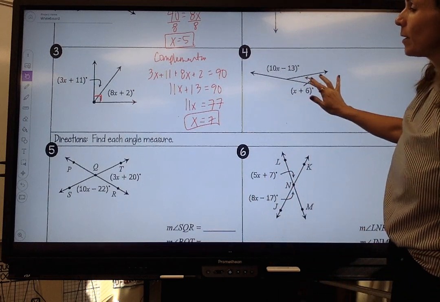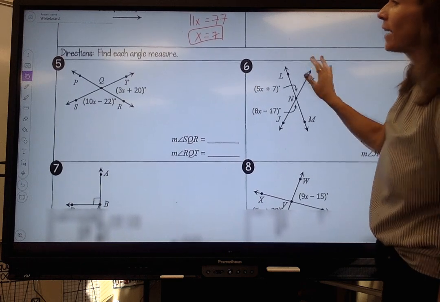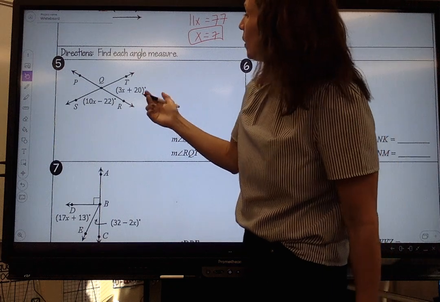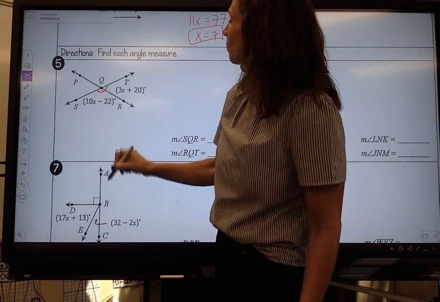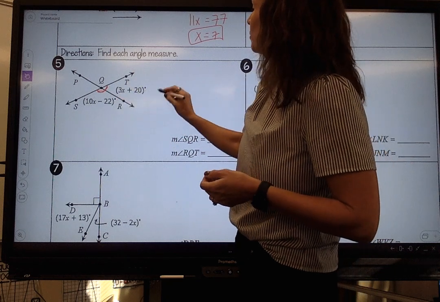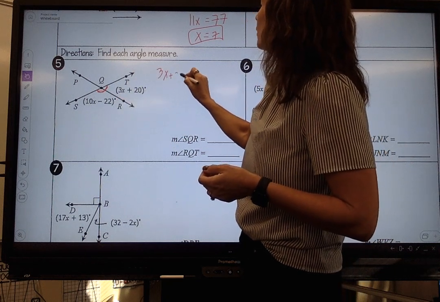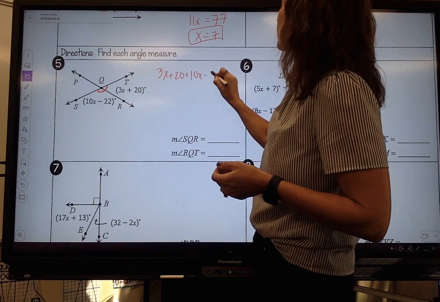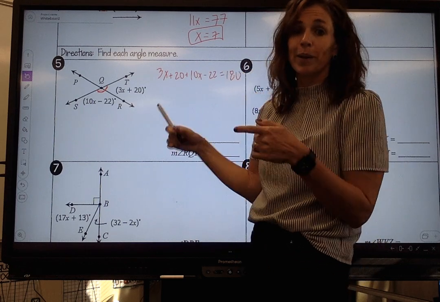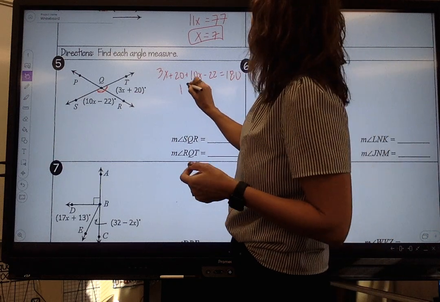All right. Look at number 5. Now it says find each angle measurement. So this is where you have to go back and plug in. We know that these angles right here are supplementary. It's a straight line. It says a straight angle. So they're going to add up to 180. So 3x plus 20 plus 10x minus 22 is all equal to 180. And you guys can work this on your paper at the same time. And let's see if we're getting the same thing.